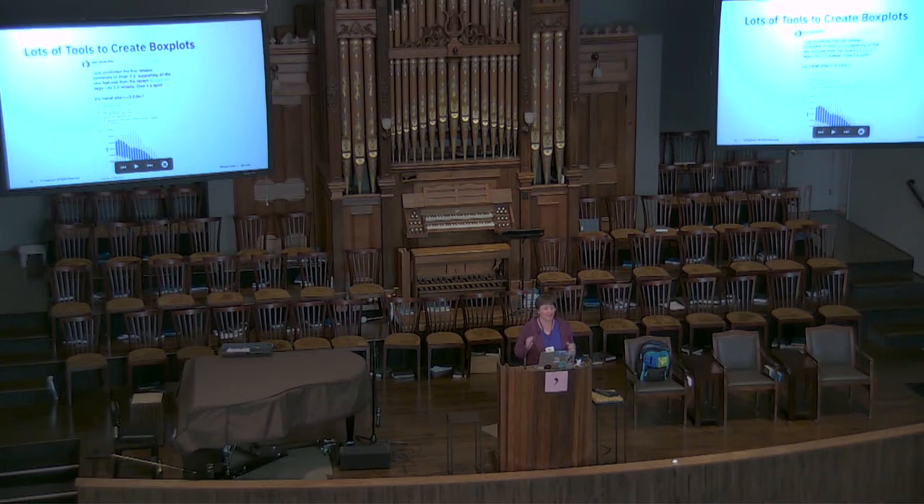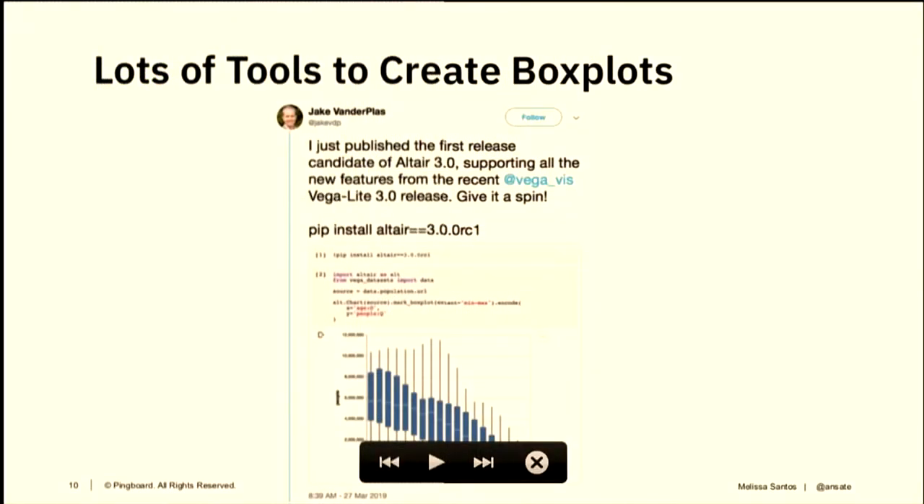Vega is an HTML canvas plotting library, and it draws these nice elements, and Altair is a Python wrapper for it. So there's a ton of tools out there that can be used for box plots. We're not going to get into this one. I just wanted to show there was one I had never heard of that someone brought out to me.